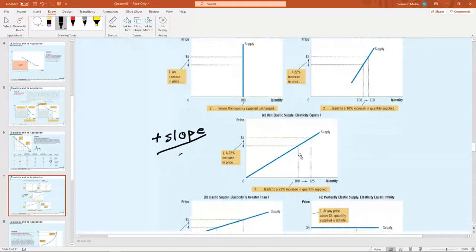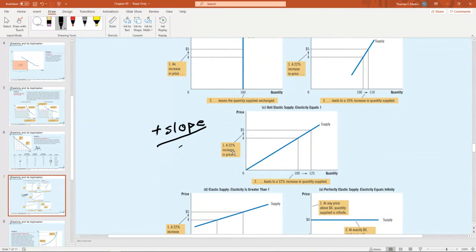Here we see a situation where the change in price of 22% leads to a 22% increase in quantity supplied. That's where we have unit elasticity of supply, at this number. It's between 5 and 4, which would be 4.5. Now we can see this is just moving along the supply curve. There's no movement of the supply curve in this case.